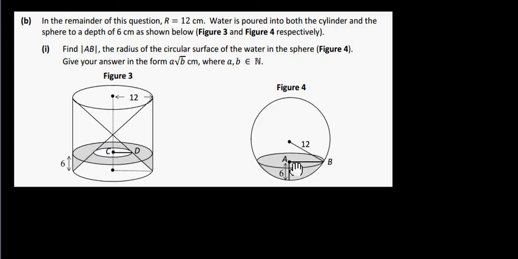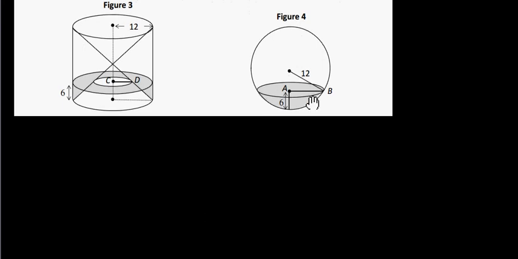Find AB first of all. So you've got to find the distance from A to B here. This is the radius of the circular surface of the water in the sphere. So this is the surface of the water here, so we've got to find this distance across here. Give your answer in the form A root B centimeters, where A and B are natural numbers. Okay, so let's just take this first.